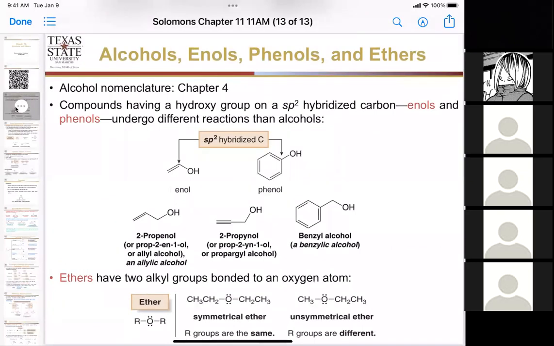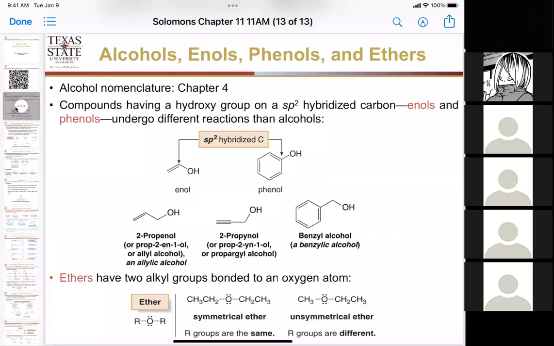We have different classes, subclasses of these alcohols. If it's just an alcohol with no double bonds nearby, no phenyl rings nearby, and stuff like that, then we call them just alcohols. If you have an alcohol that is next to a double bond, we call those enols. So it's an alcohol, but it's an alkene. Remember, when we had an alcohol and an alkene, we called them an enol. Okay. And in the next chapter is carbonyl compounds.